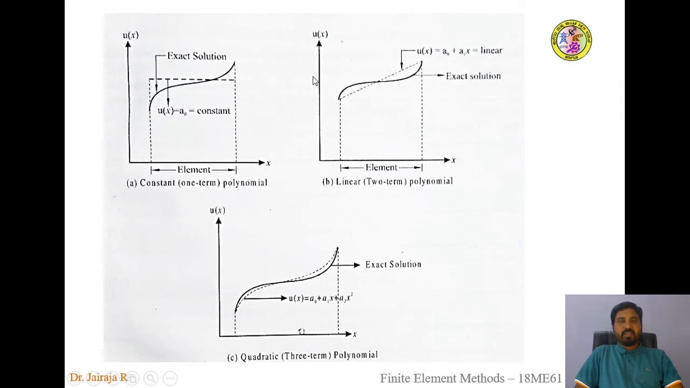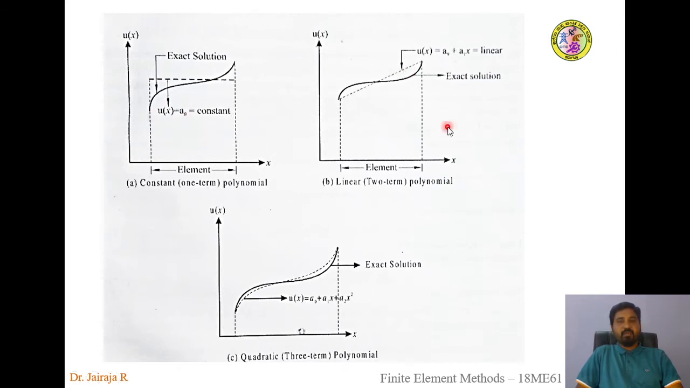If I use, instead of one term, two terms, that is called a linear polynomial: u is equal to a naught plus a1x. If I solve with a linear polynomial, the FEM results are closer to the exact solution, but a large gap still exists, though it is better than the previous one.